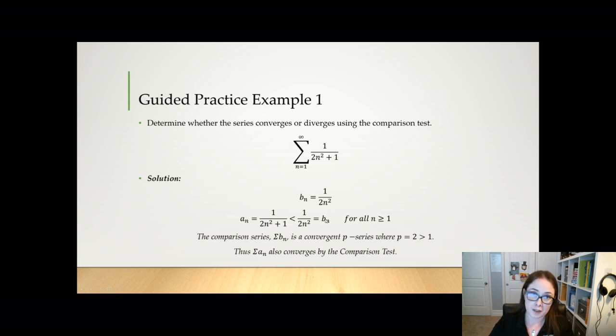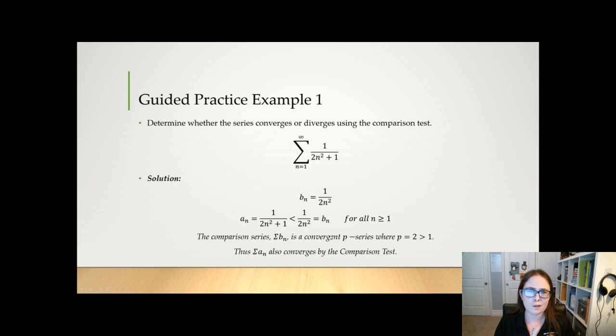You need to identify your comparison series, identify whether it's bigger or less than An, prove the convergence or divergence of Bn, and then give your final statement about An and the test used. Okay, so there's a lot of little elements there you want to make sure you have, so that you have a complete explanation.